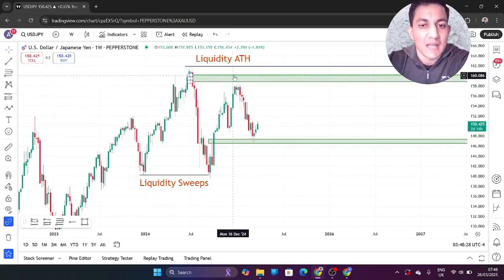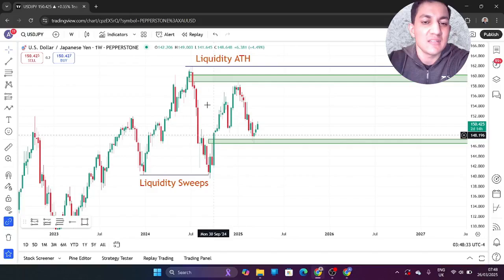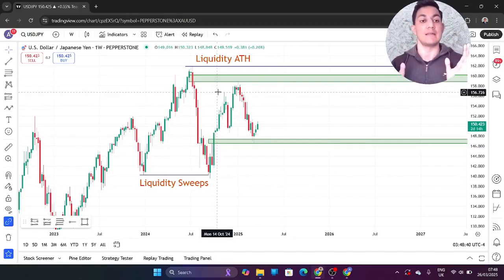Then I look at fair value gaps, which sides are being respected, and then I look at order blocks too, just in case. But liquidity and fair value gaps are like my bread and butter. Those are the two things that I really look for. And this is so important now.